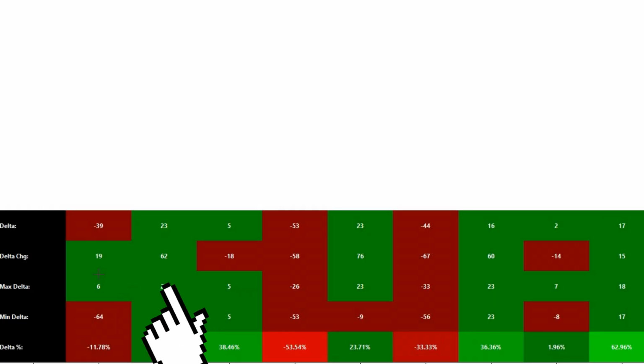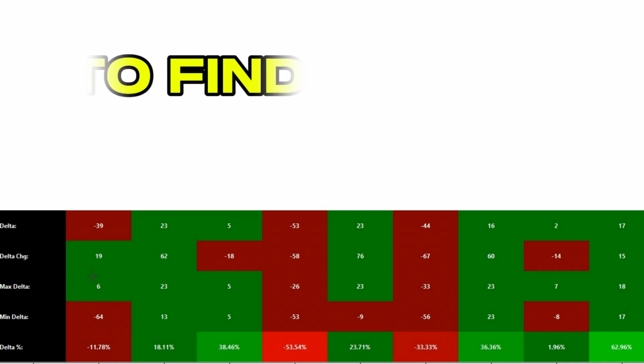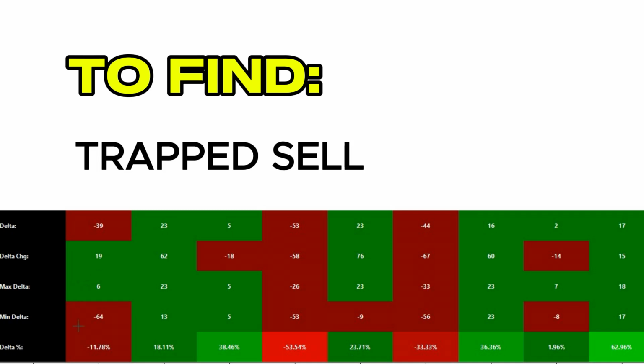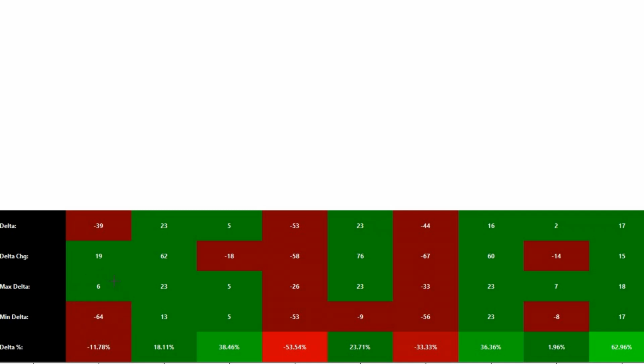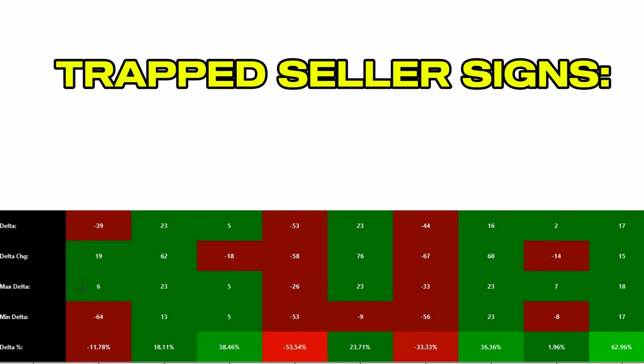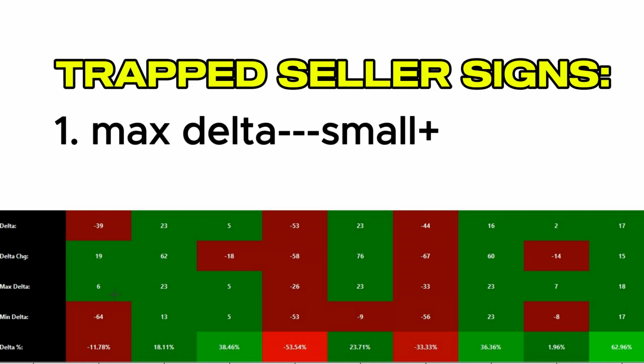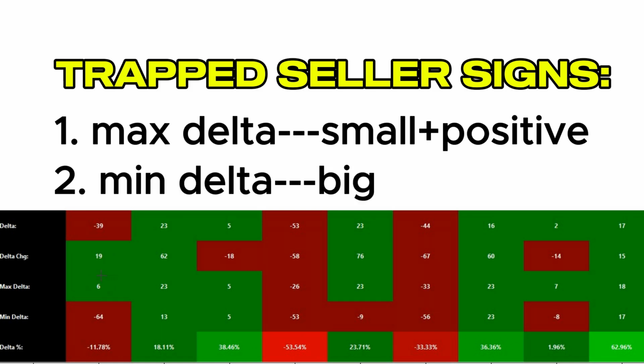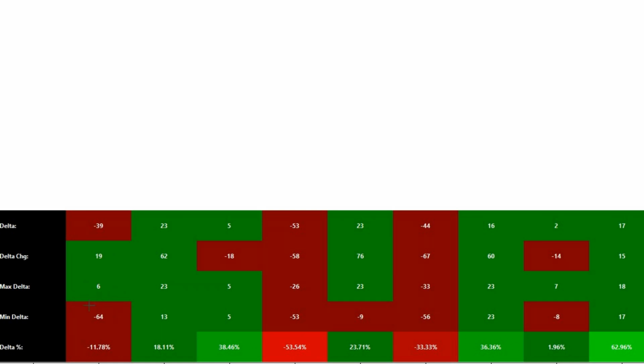The most important thing to know in these statistics, here we are getting a sense that the sellers are trapped. When the sellers are trapped, for example, in this candle, the number of maximum delta is really low, almost zero, and the selling power is huge. As you can see here, it is 64. This means that the sellers are trapped, and that's what you are trying to look for.